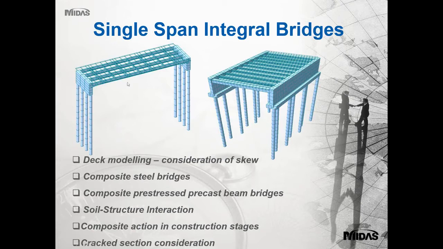Composite steel bridges, which is shown on the left side here. We'll also look at composite pre-stressed precast beam bridges, which will include your precast Y-beams, M-beams, etc. Then one of the most important things with integral bridges is the soil structure interaction. We'll see how to model the soil springs for the piles and abutments. Then we look at composite action in construction stages, and also as per the Eurocode, we will consider the cracked sections on 15% of the span from either side of the supports. Okay, so quickly I'll take you to the software.